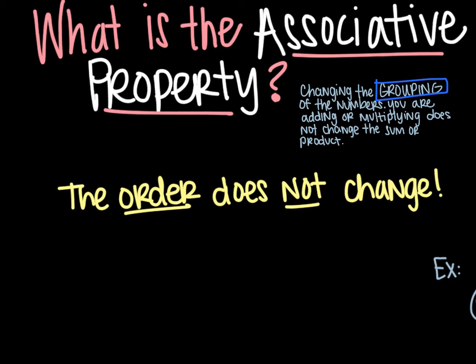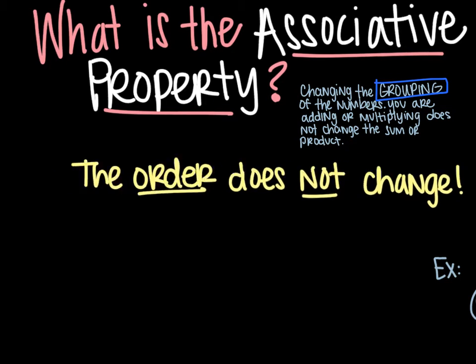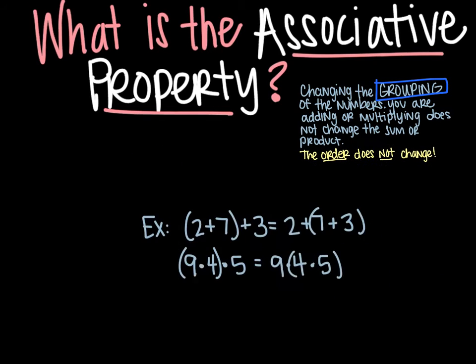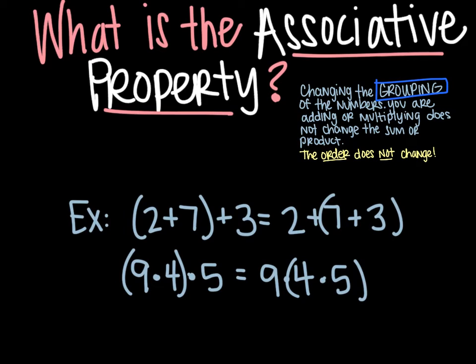Here's another reminder. The order does not change. So the order of the numbers stays no matter what. Here are your examples. The order here is 2, 7, 3. And then on the other side, it's 2, 7, 3. The order's not changing, but how you're grouping them is. You went from the group of friends of 2 and 7 to now the group of 7 and 3. So 7 changed friends. Works with adding, also works with multiplying. Again, order doesn't change. 9, 4, 5, 9, 4, 5. But the 9 and 4 are grouped together. They're friends. Now the 4 is grouping with the 5. So that's the associative property.